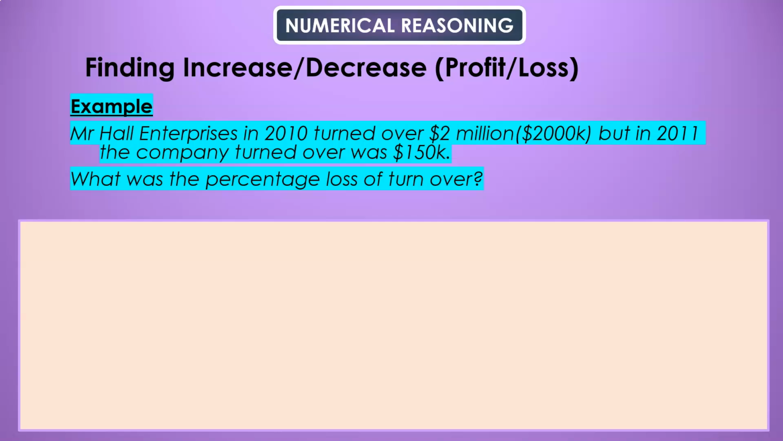So here's an example. Mr. Hall Enterprises in 2010 turned over $2 million, but in 2011 the company turnover was only $150,000. To make the numbers a little bit easier, rather than talking in thousands, I've talked in K. So 1K dollars is equal to $1,000. So 2 million is actually 2,000 thousands, as it were. So that's quite a dramatic difference. But what was the percentage loss overall?